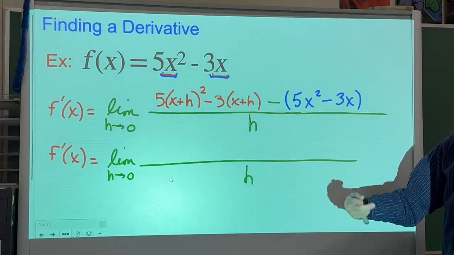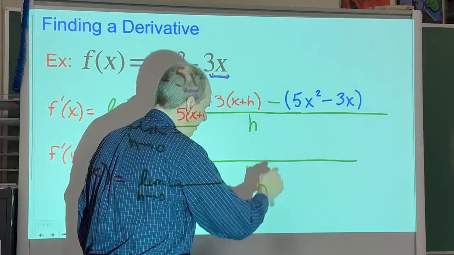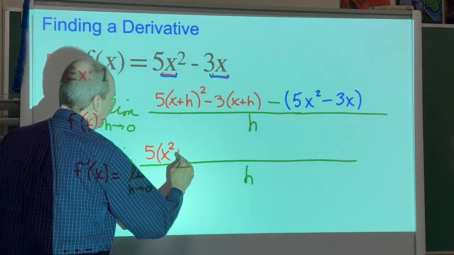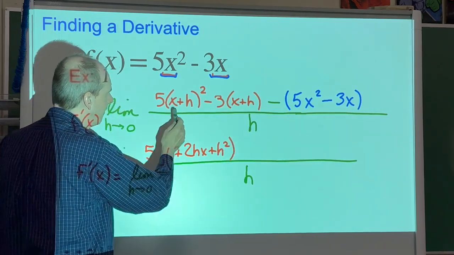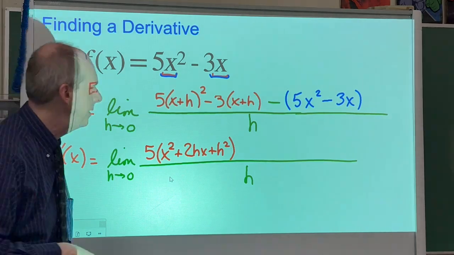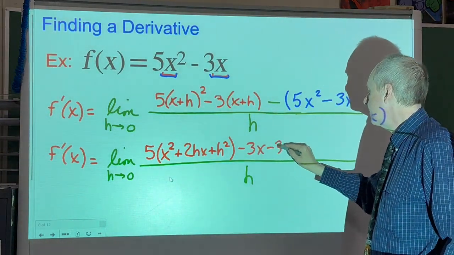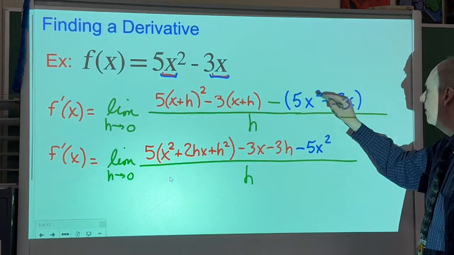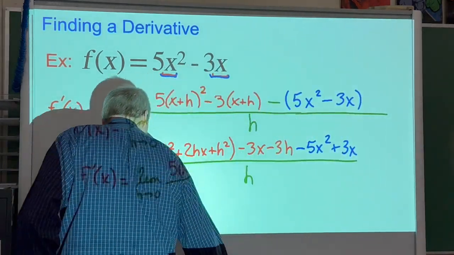See, that's the part I would have normally done in class. FOIL, distribute, distribute. 5 times x squared plus 2hx plus h squared. Where did I get it from? I did x plus h times x plus h on the previous screen, and I just remembered my answer. Minus 3x minus 3h, minus 5x squared minus minus makes plus 3x. Still need to distribute my 5's.